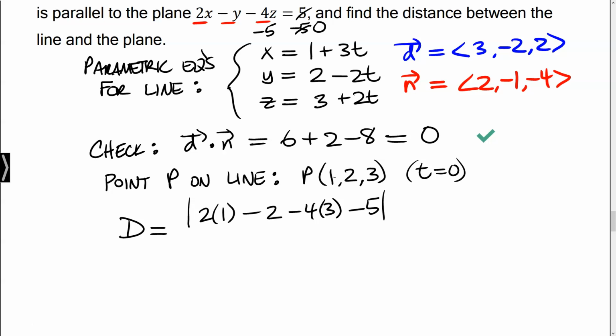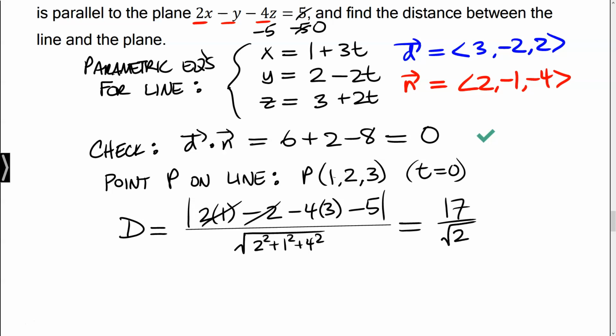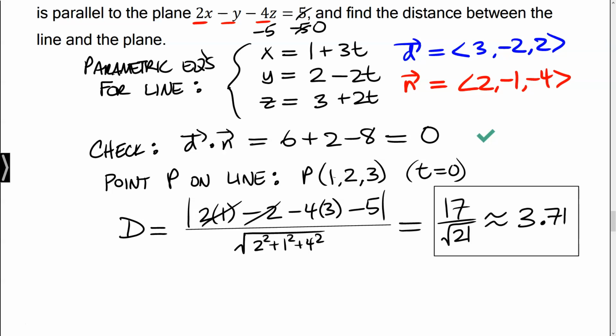all divided by the square root of 2 squared plus 1 squared plus 4 squared. Okay, so let's see, those terms go away. We've got a negative 12 minus 5. I guess that's negative 17, which is going to make 17 divided by the square root of, what is it, 16 and 4 is 20, and then another one, square root 21. So 17 over square root 21, and that is approximately 3.71.